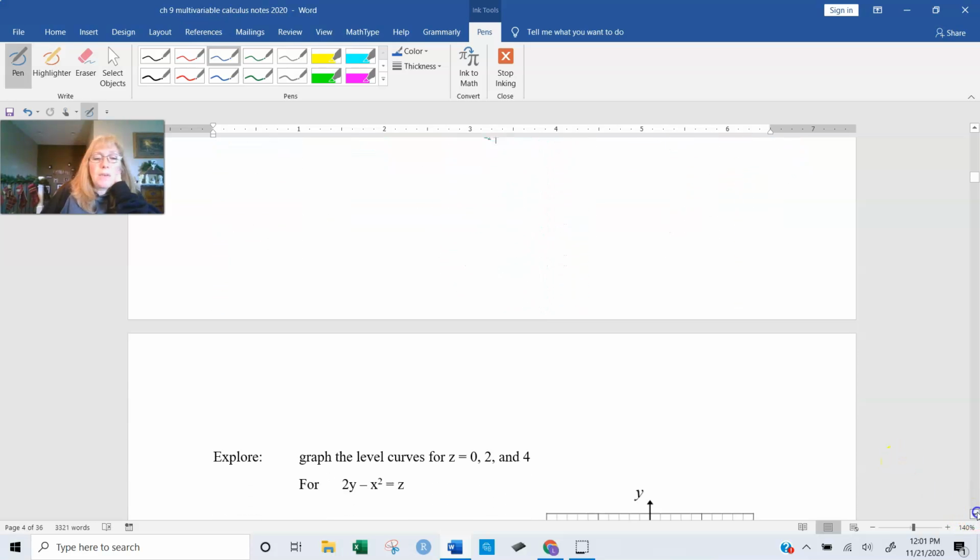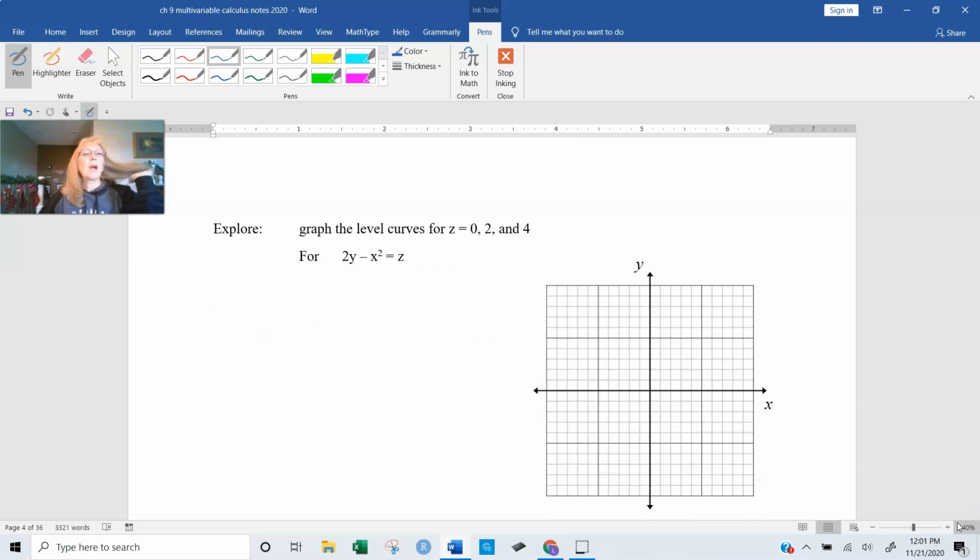Let's see if we can figure one out. Now, we want to graph the level curves, or the traces, for z equals 0, 2, and 4. So that means I'm going to let z equal 0, z equal 2, and z equal 4. So we literally go here. We go 2y minus x squared equals 0. So this is the z equals 0 graph. We're going to solve, so we know 2y equals x squared. We're going to divide by 2. So y equals x squared over 2.